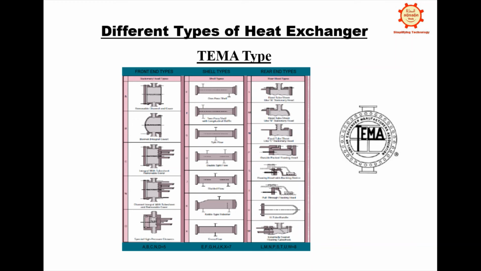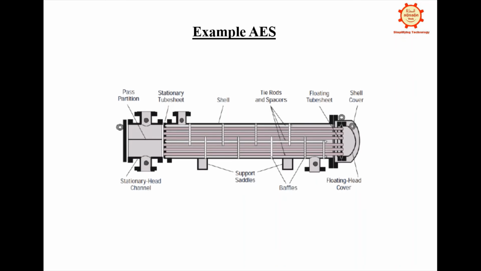Accordingly, it will combine these front heads, rear heads and the shell, forming some shape. Like if you see some examples, AES means the front end is A, the middle shell is E, and the rear end is S type. So it will look something like this if you make the combination of those.